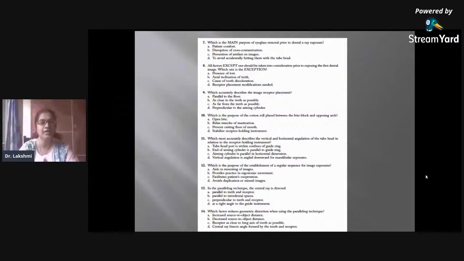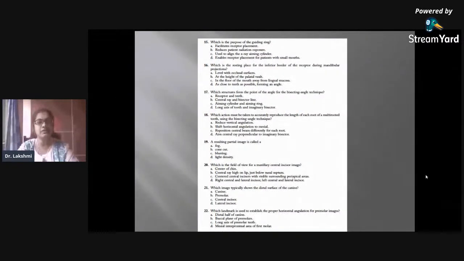Okay, coming to 15th question, which is the purpose of the guiding ring? That is C, used to align the X-ray aiming cylinder. Okay, that is a position indicating. Okay, so 16th question, which is the resting place for the inferior border of the receptor during mandibular projections? They are C, in the floor of the mouth away from lingual mucosa.